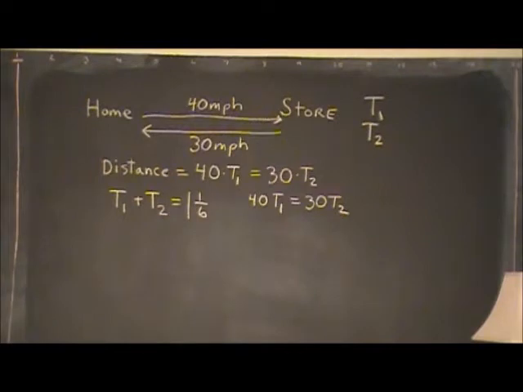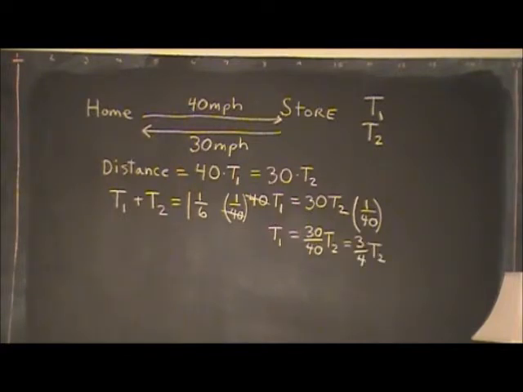Since from the distance relationship we know that 40 t1 is equal to 30 t2, we can multiply both sides of the equality by 1/40. The 40s on the left-hand side cancel, and we see that t1 is equal to 30 over 40 times t2, which simplifies to 3/4 times t2. We can then plug that relationship for t1 into the first equation.